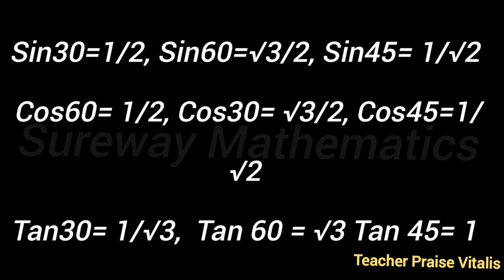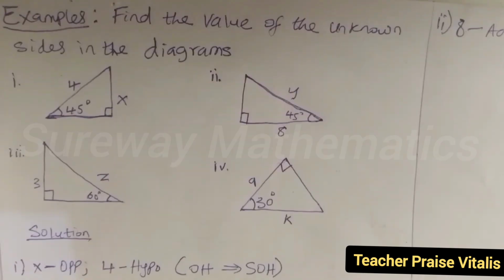Special angles trigonometric ratio. Sine 30 equals 1 over 2. Sine 60 equals root 3 over 2. Sine 45 equals 1 over root 2. Cos 30 equals root 3 over 2. Cos 60 equals 1 over 2. Cos 45 equals 1 over root 2.